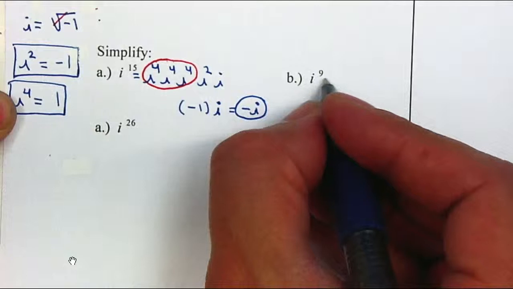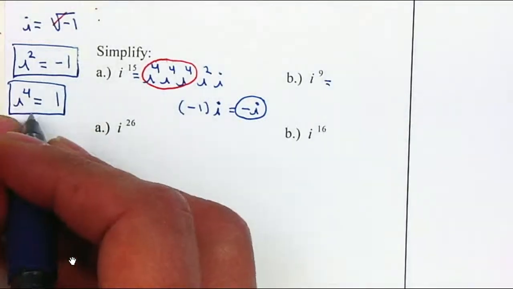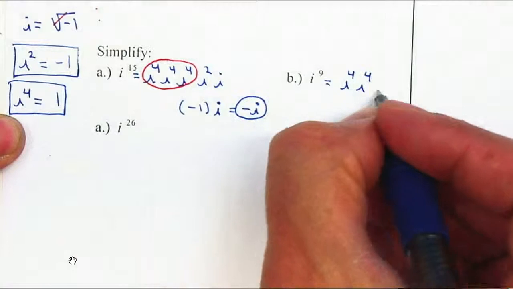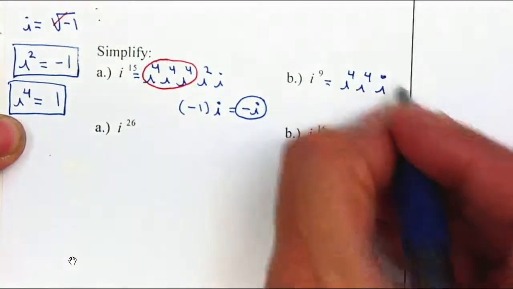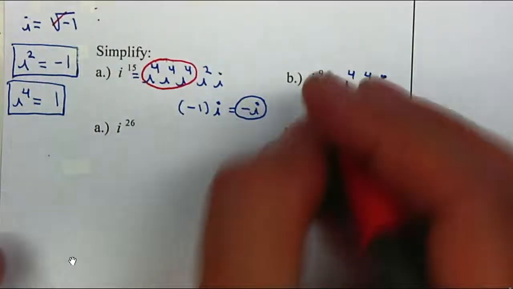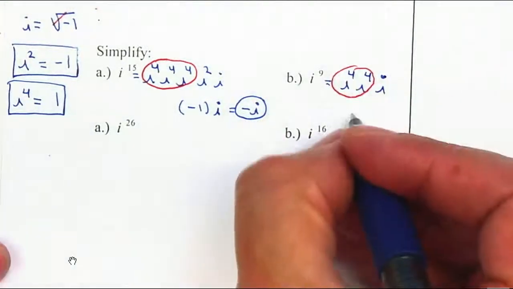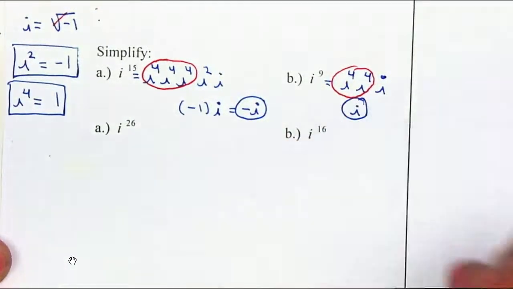Letter B, i to the 9. How many i to the 4th do I have in there? 2, 1, 2, that gives me 8. How many do I have left? 1. I'm not going to worry about the i to the 4th because that's just 1 times 1. And I have an i left. That'll be my answer.